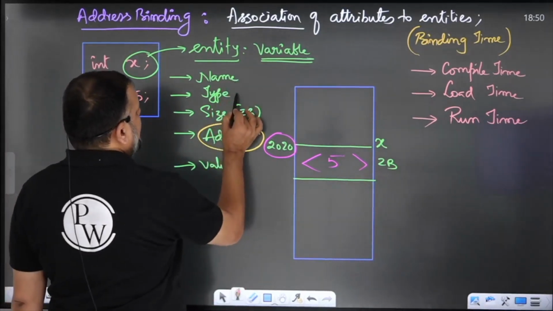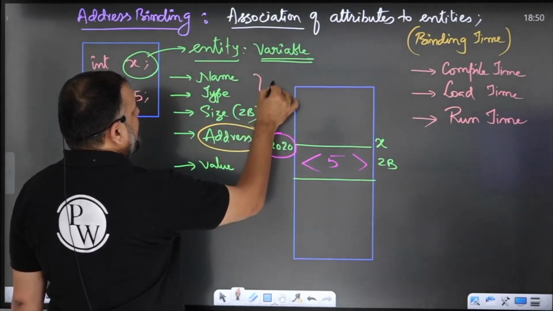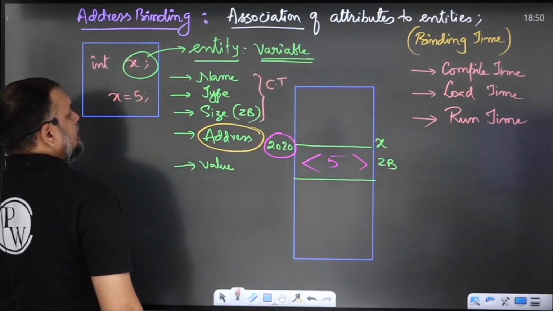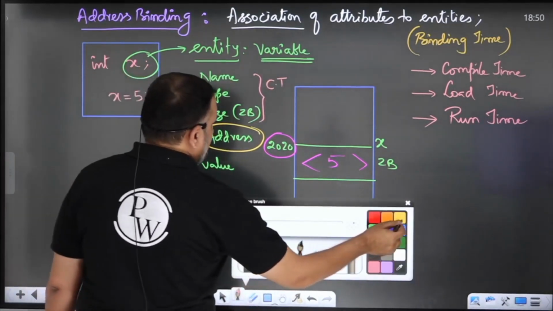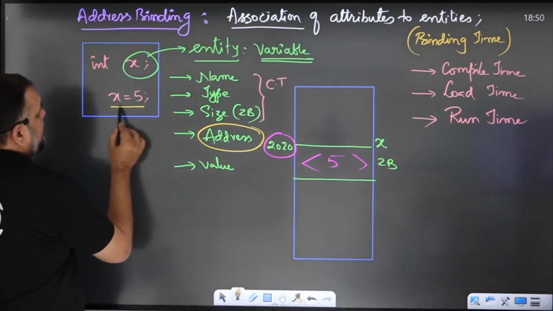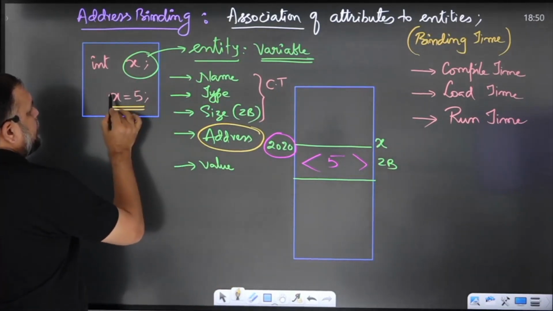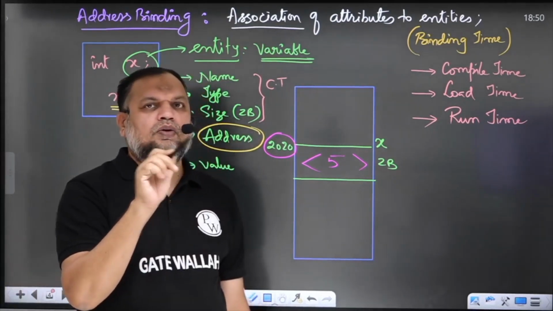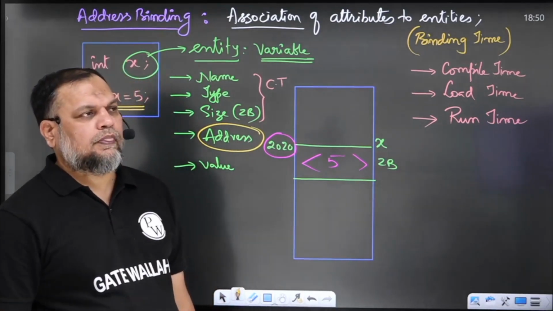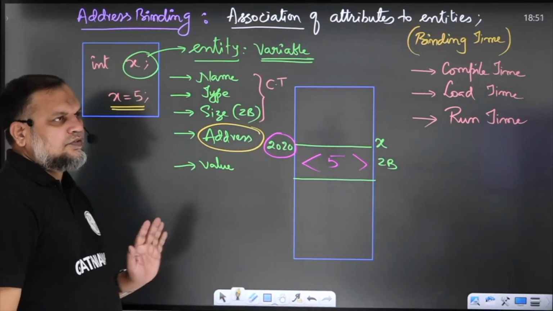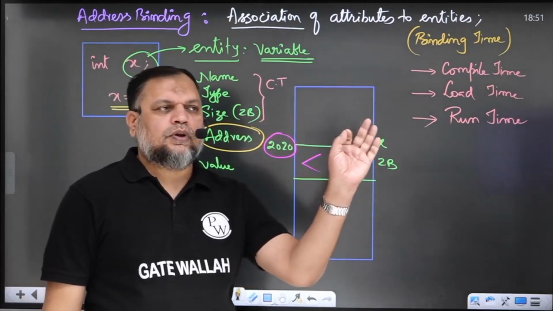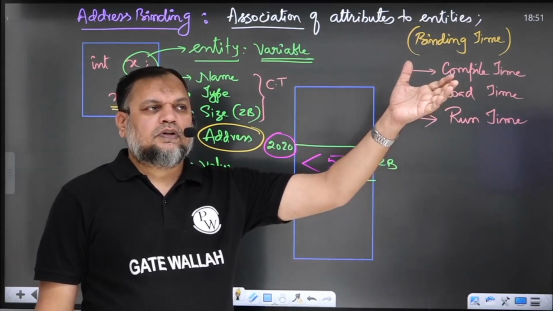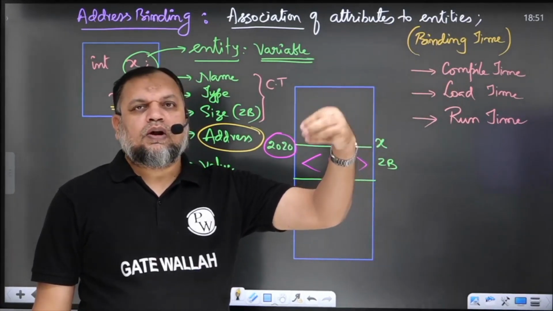Assigning name, type, and size for this variable takes place during compile time. This is called compile time binding. Listen and answer me here, boys and girls. This value is assigned, right? X equal to 5. Assigning this value X equal to 5 takes place during dash time. Compile, load, or run? Come on, answer me. It's a simple one mark question.